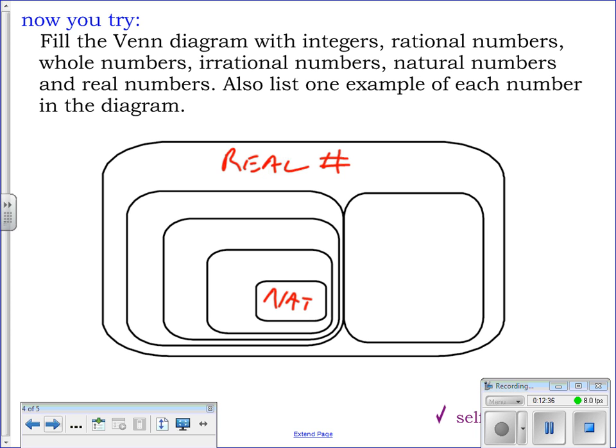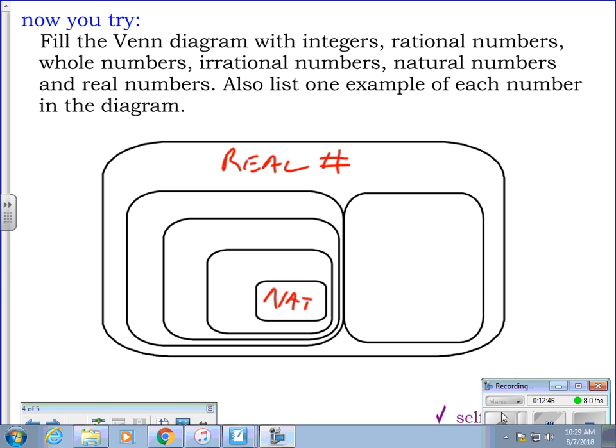Does that make sense? So I want you to take a minute, and it shouldn't take you much longer than that. Fill in the rest of those boxes using the numbers that we just talked about. Okay, that should be long enough.